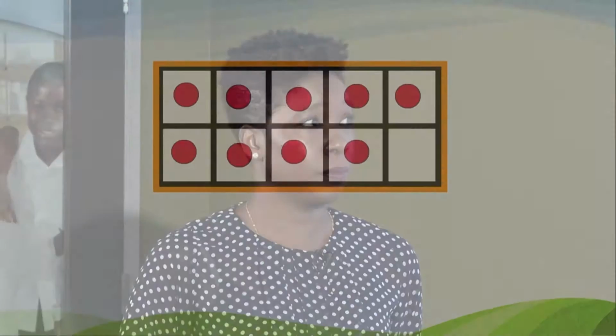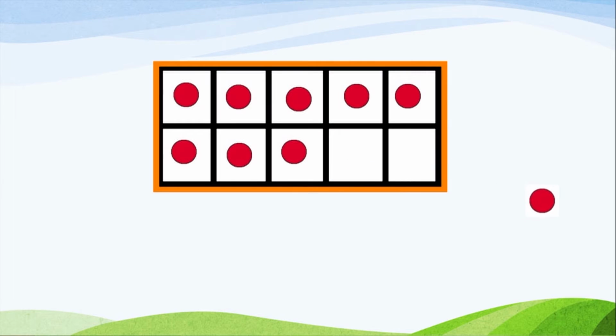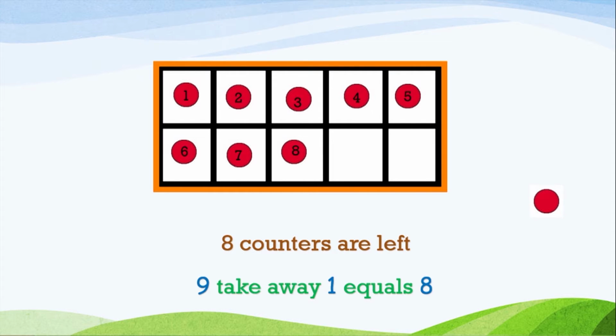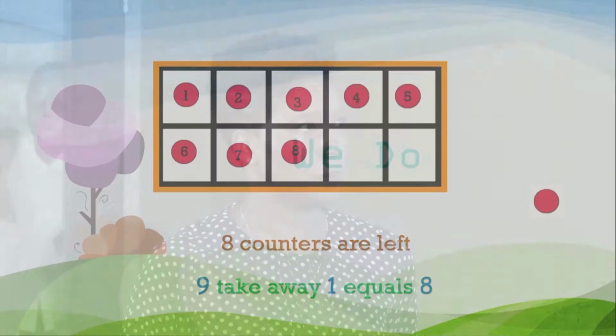So here are our 9 counters on our 10 frame, and we removed 1 counter. How many are left? 1, 2, 3, 4, 5, 6, 7, 8. Did I just do that on the table? Yes, I did. 8 counters are left. 9 take away 1 equals 8.